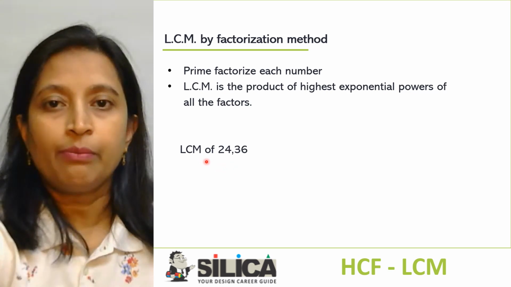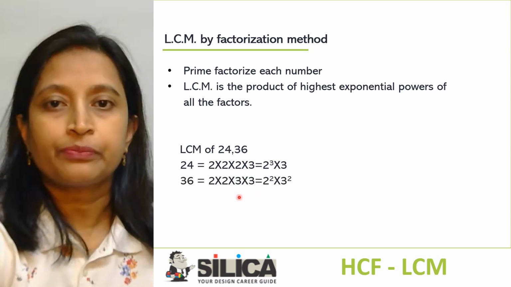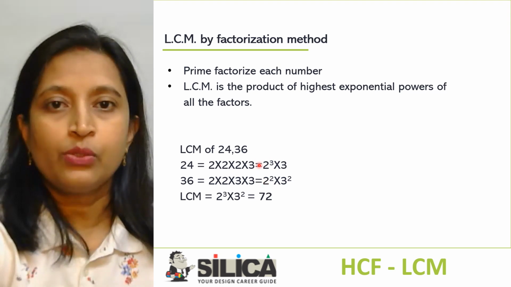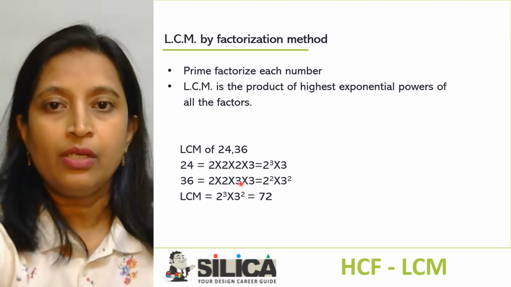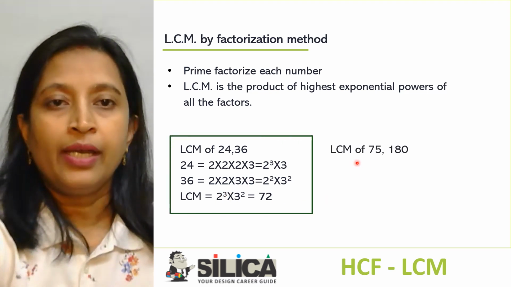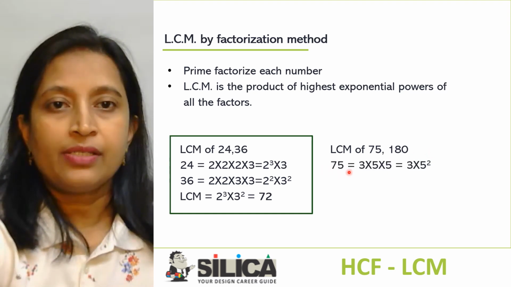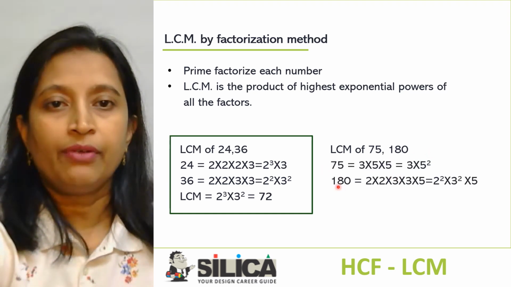For example, 24 and 36. The prime factors of 24 are 2 into 2 into 2 into 3, and 36 is 2 into 2 into 3 into 3. So for the LCM we take all the factors, here 2 and 3, with the highest exponential power. It will be 2 to the power 3 into 3 to the power 2, that is 72.